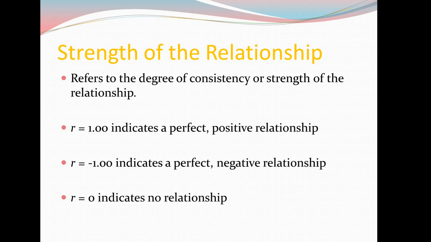So if you have an r of 0.8, I would say that's a strong positive relationship or direct relationship, meaning as x increases, y increases, versus a relationship of r equals -0.6. I would say that's a moderate negative relationship between two variables.